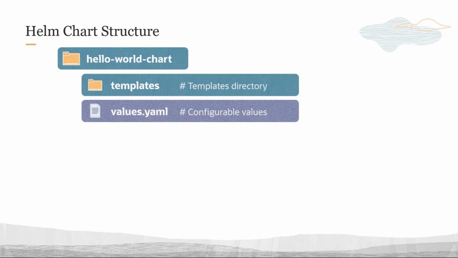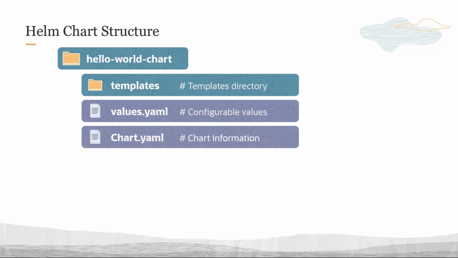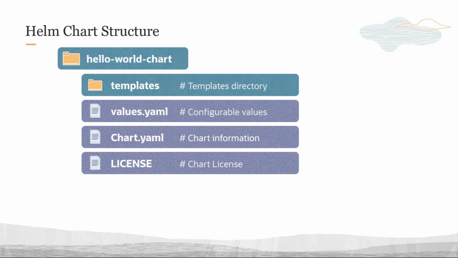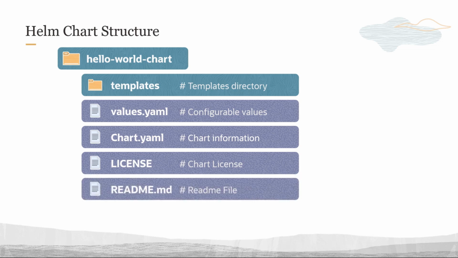The next file is the values.yaml file. This is the file that holds the default configuration values for the template files. Next is the Chart.yaml file. It is a YAML file with metadata about the chart, such as the chart name and version, maintainer information, a relevant website, chart dependencies, and search keywords. The license file is a plain text license for the chart. We also have a README.md file, which is basically a file with information for users of the chart.